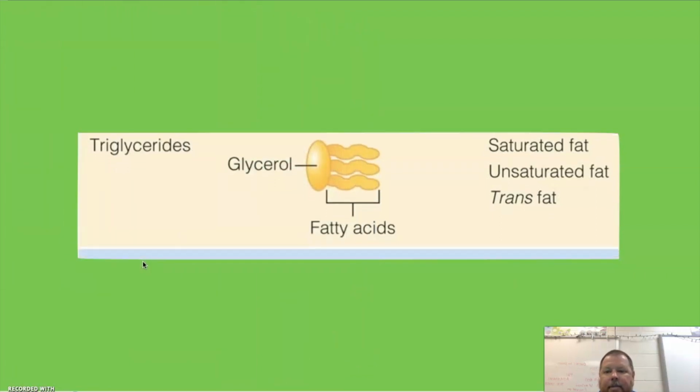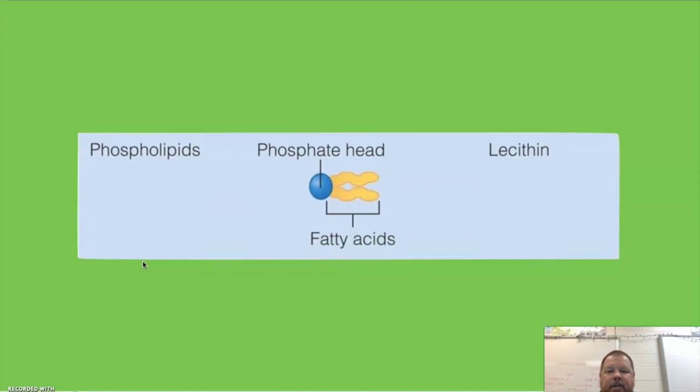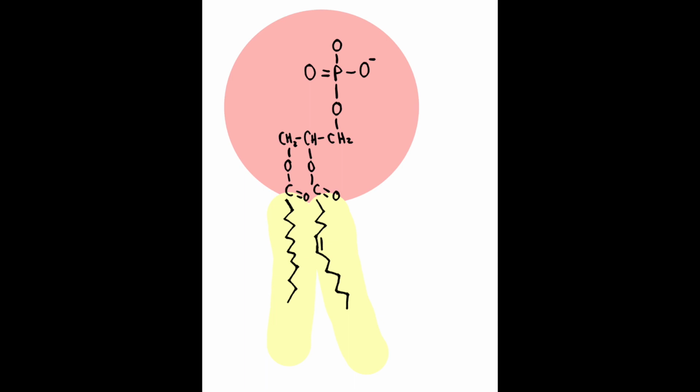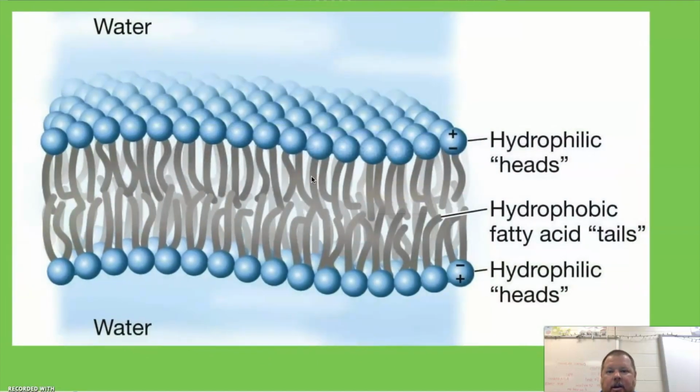Next up, we're going to have phospholipids. These are going to be used in building our cell membranes, our plasma membranes. And these are going to have 3 parts. We're going to have our glycerol, which has, instead of 3 fatty acids, 2 fatty acids attached to it, and then a phosphate head. Taking a look here, this is our phosphate head. These are our fatty acid chains, and we're going to end up with 2 layers, or a bilayer, for our cell membranes.